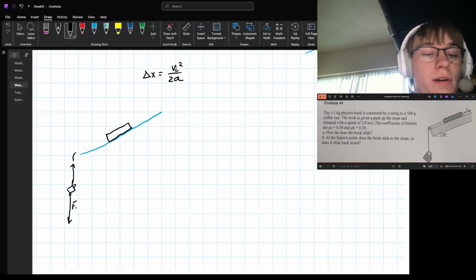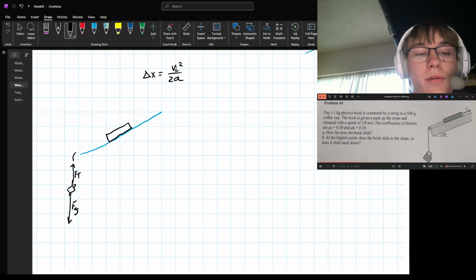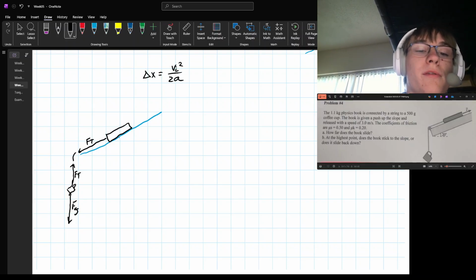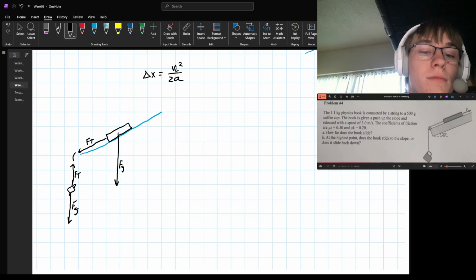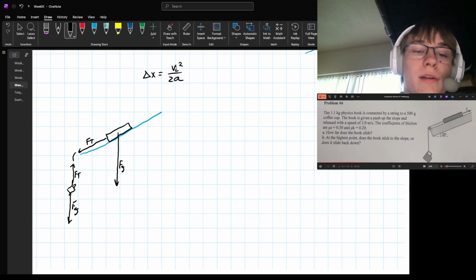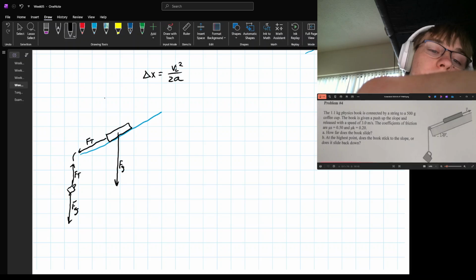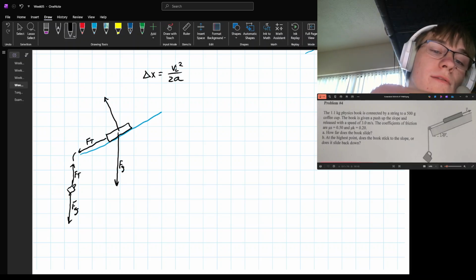It's got force gravity applied, and it's got force tension in the rope. On the book, the mug applies force tension. Then on the book, we have the force of gravity. It's the big important one, going straight down. Then we're going to draw the normal force. Also very important. Force normal.